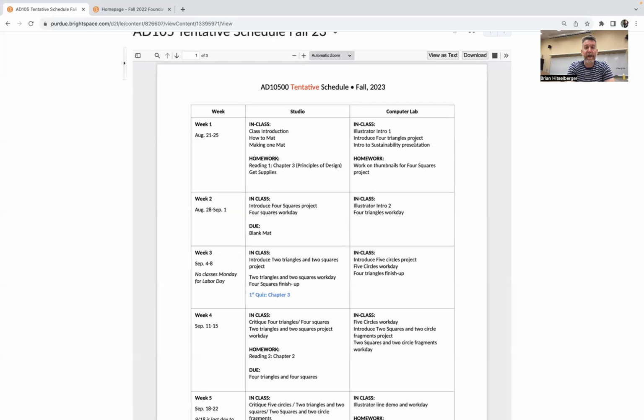Just take a look at what is happening here, and to the degree that you're able, look at these items that are listed for the computer lab and do those before the items that are listed in the studio. So the class introduction, if your first class is in the computer lab, you're obviously going to introduce the class on that day, not on this day. Making a mat is something that happens in the studio, so you can't really do that in the lab, but you can introduce the 4 triangles project and give a sustainability presentation. Okay, and so you might have to kind of mentally flip things.